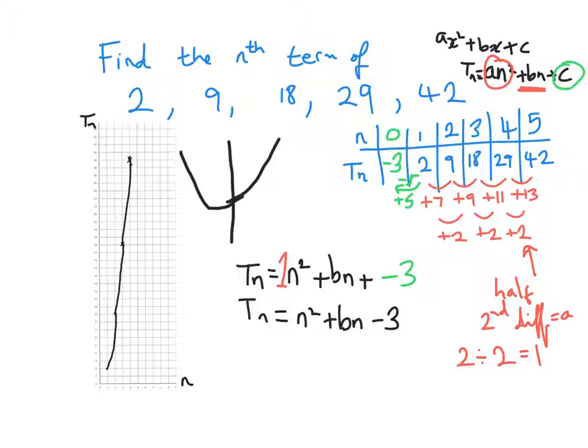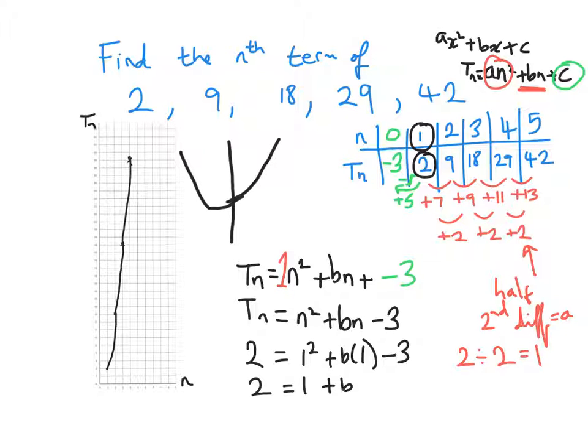We can now use any of our terms to substitute in. For example, when n is 1, t of n is 2. So 2 equals 1 squared plus b times 1 minus 3. So 2 equals 1 plus b, take away 3. So 2 equals negative 2 plus b, and to get b on its own you add 2 to both sides, so b equals 4. I'm going to check that b equals 4 also works for another of my terms, because if it doesn't, I've made a mistake.